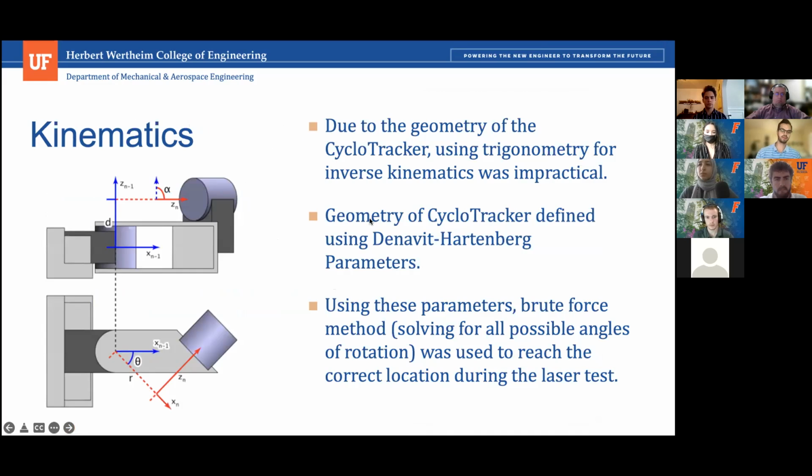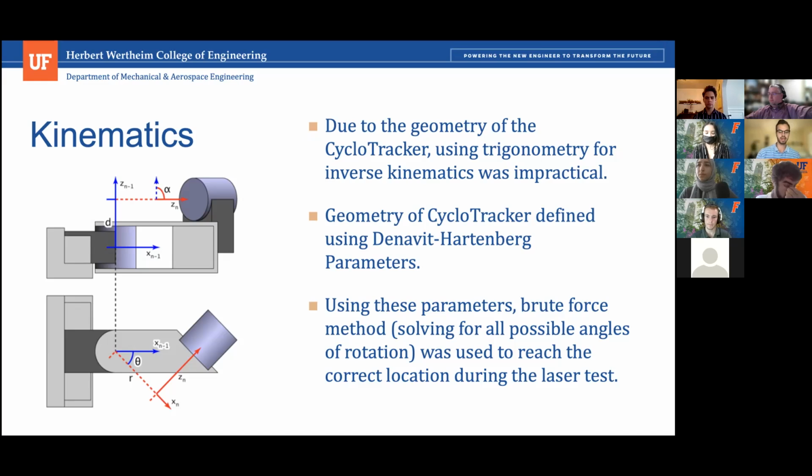Sweet. Once we verified that we were able to move the motors in both directions, our next step was quantifying the geometry of the heliostat so that we could train it on a given target. So due to the geometry of the CycloTracker involving the 2 45-degree elbows, simply using trigonometry to define the inverse kinematics of the system was really not practical, especially because the motion of that top motor affects both the azimuth and elevation angle. So that was the first issue that we ran into.